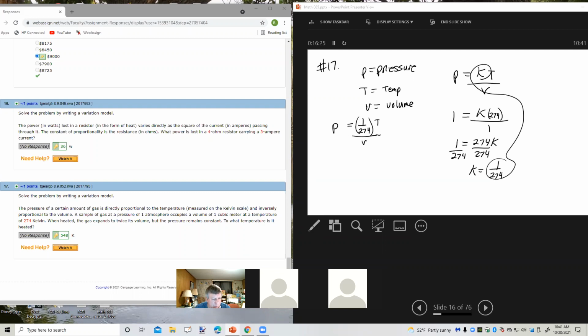When heated, the gas expands to twice its volume, but the temperature remains constant. So the temperature before was 274, right? So now it's still going to be 274.